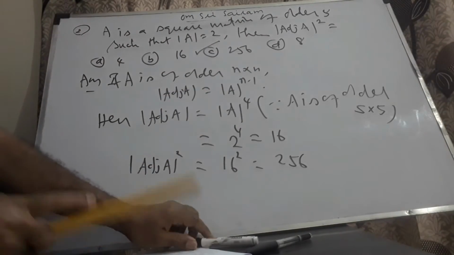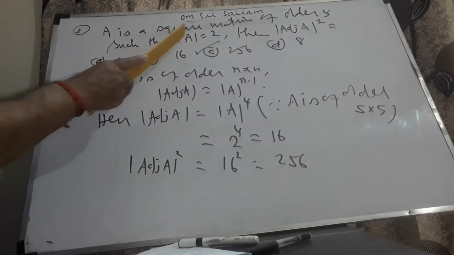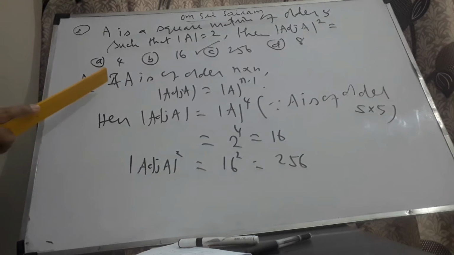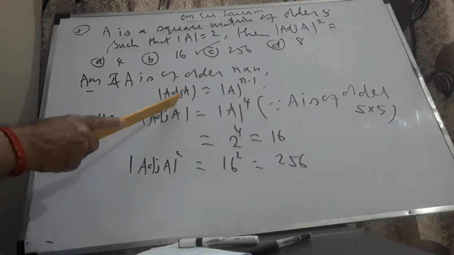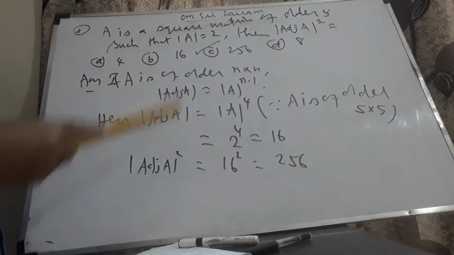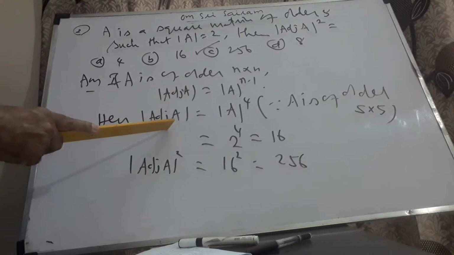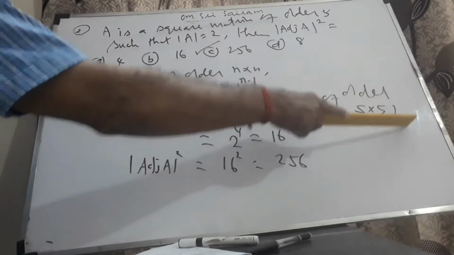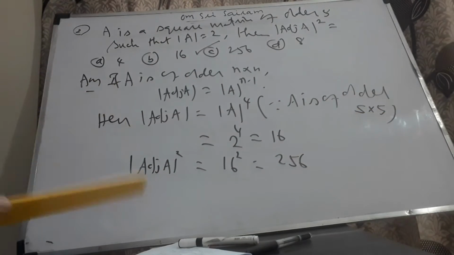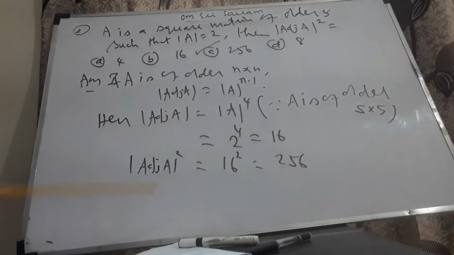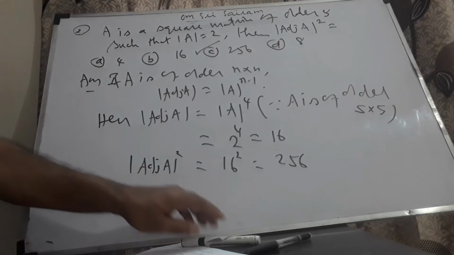Let me just repeat. A is a square matrix of order 5, such that determinant A is 2, then determinant adjoint A whole square is equal to, there are 4 options given. Now, if A is of order n by n, then the determinant of adjoint is determinant A raised to n minus 1. It is like a formula. There is in fact a proof for that. Now for here determinant adjoint A becomes determinant A raised to 4 because A is of order 5 by 5. Now determinant A is 2 power 4 is 16: 2 2s are 4, 4 2s are 8, 8 2s are 16. Now 16 square happens to be 256. That is my answer. Answer is C.